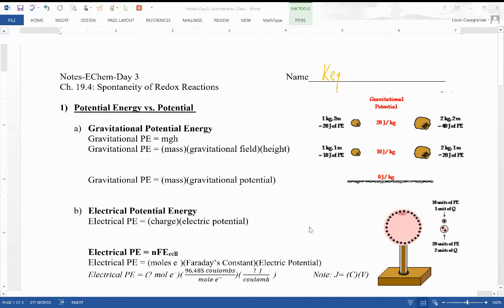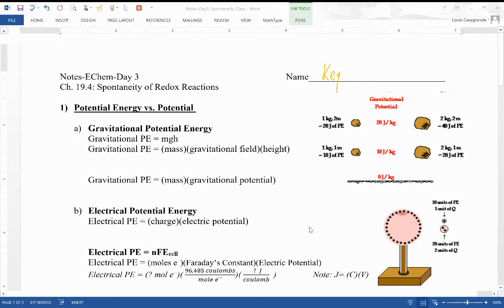Hello, AP Chemistry. Today we are going to talk about the relationship between the E naught of the cell that you learned about yesterday for voltaic cells and the spontaneity of redox reactions. Before we get into the spontaneity and relating this to delta G, we need to talk a little bit about what it means to have electrical potential energy.